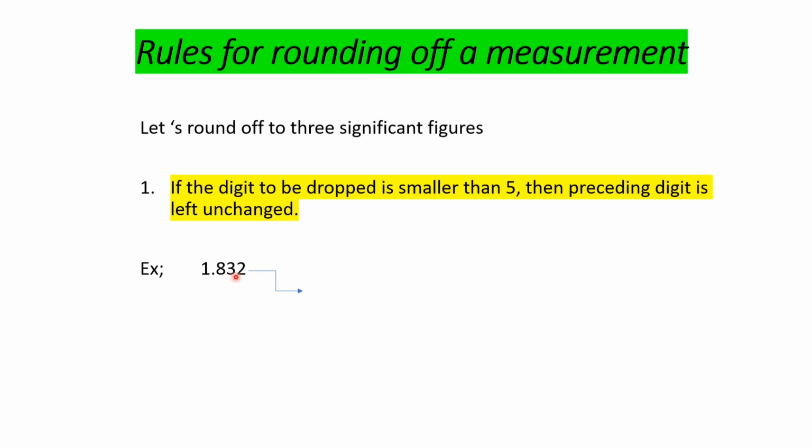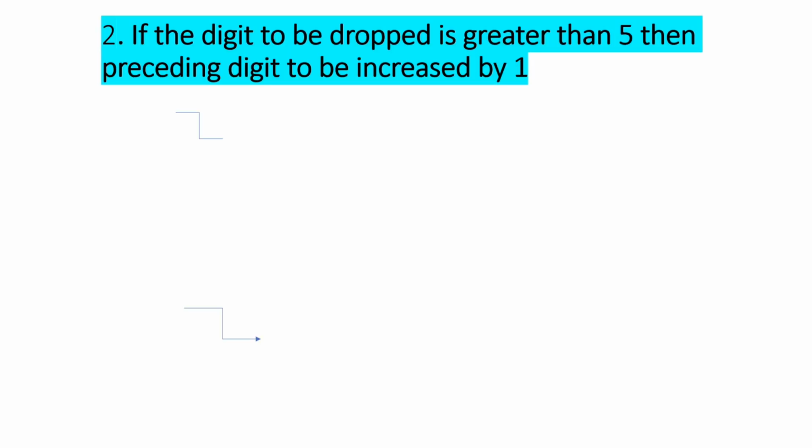So this 2 is smaller than 5, right? Therefore, we need to write as it is. The preceding digit is left unchanged. The preceding digit is 3, which remains as it is. Then what is the answer? 1.83. Now let us move to the next rule.